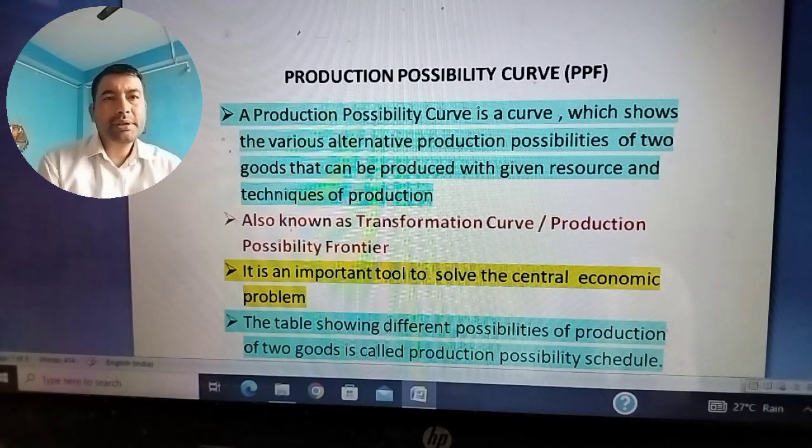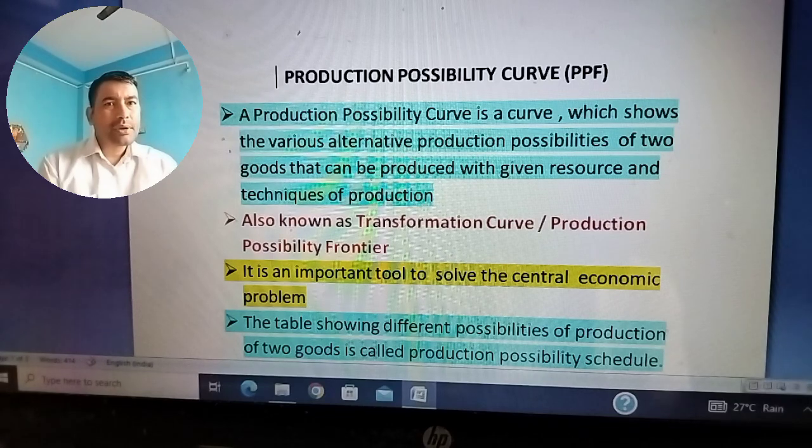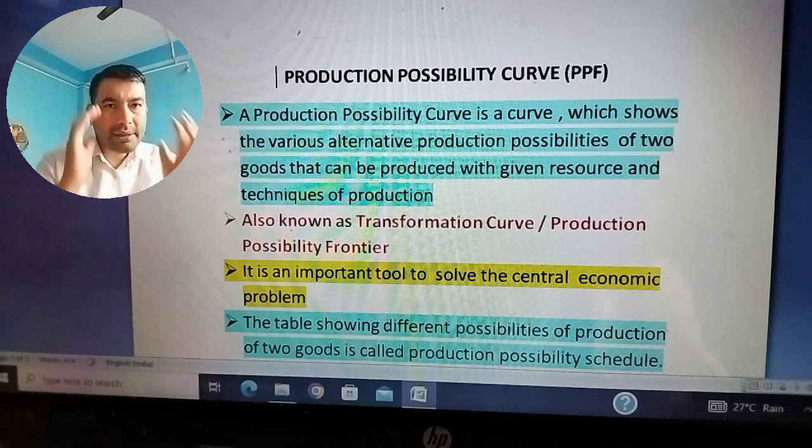So, today I'm here with a topic production possibility curve. In short, it is known as PPF. In order to understand the different MCQs, you should have a thorough understanding of the subject matter. Then only you can understand, because MCQ does not depend on your learning ability. It depends on your understanding and your reasoning ability.